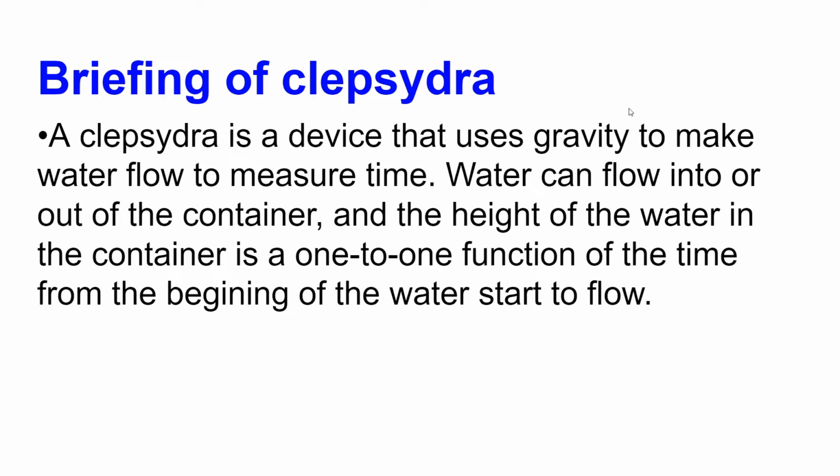But our theme this time is relatively old. Our theme this time is clepsydra. And what is clepsydra? A clepsydra is namely a water clock. A clepsydra is a device that uses gravity to make water flow to measure time. Water can flow into or out of the container, and the height of the water in the container is a one-to-one function of the time from the beginning of the water's flow.